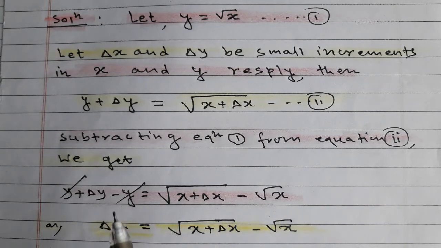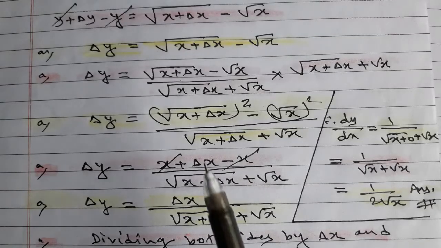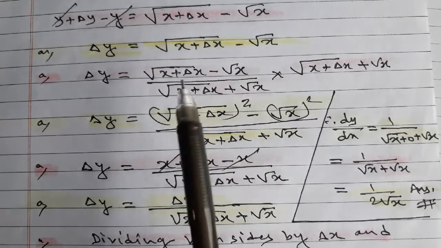Plus y minus y will cancel, then we get the value of delta y. The value of delta y is equal to root x plus delta x minus root x.